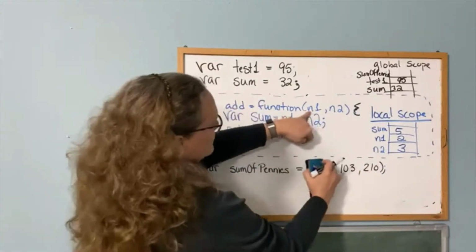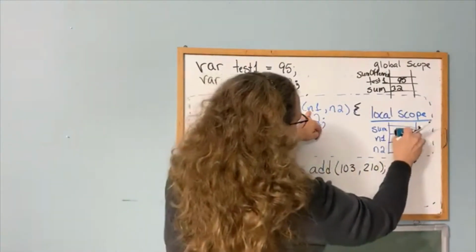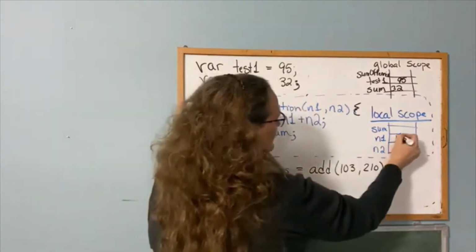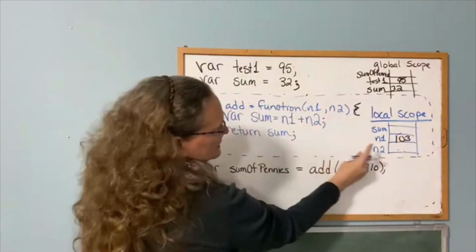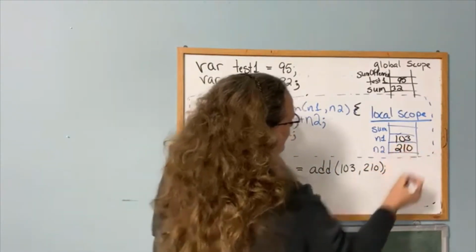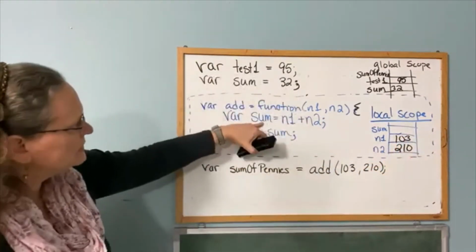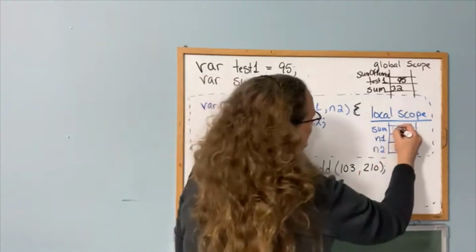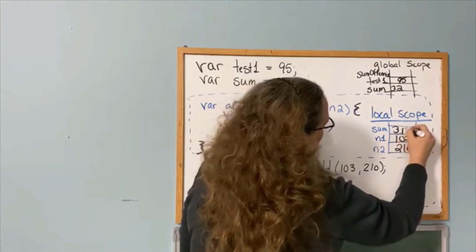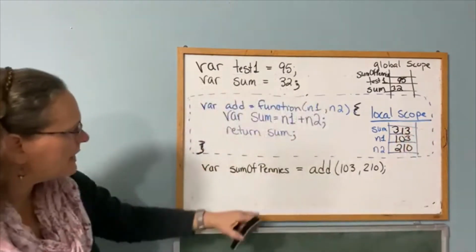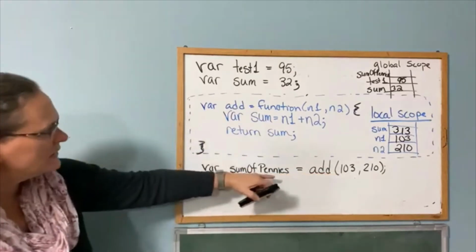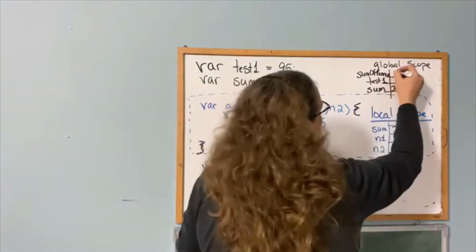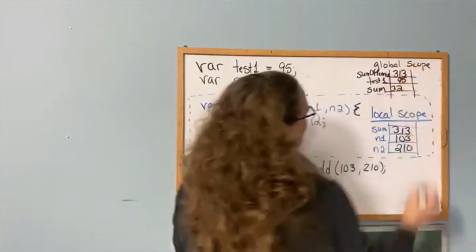So our N1 is 103. Our N2 is 210. And we add those together and store it in our local scope for sum. So that is 313 in our sum. That 313 gets returned from the add, and so our sum of pennies is 313.